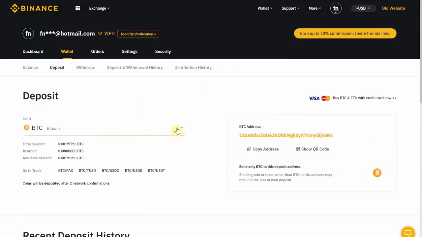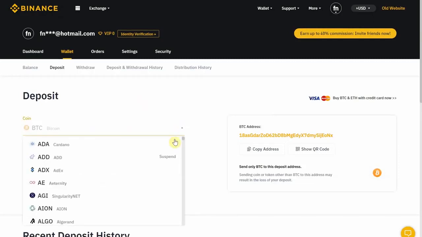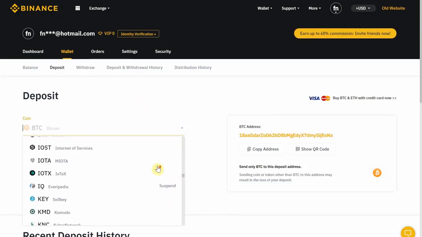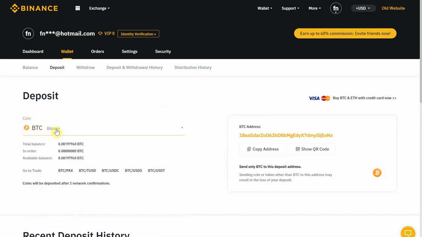So over here you have the coin selection. If I want to deposit Bitcoin, I would select BTC there, and it would tell me my BTC address on Binance. So let's say you have some coins on Coinbase. Let's say you have BTC on Coinbase. You would come here, you would select BTC, and it would show you the address that you needed to put on Coinbase, so you could transfer it here. Okay, so it's very easy.